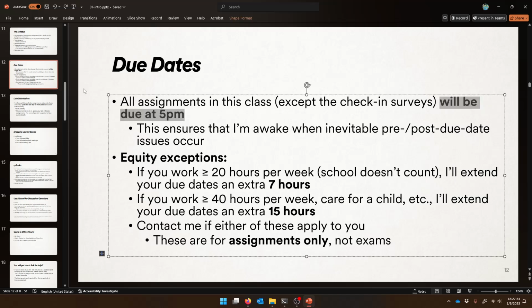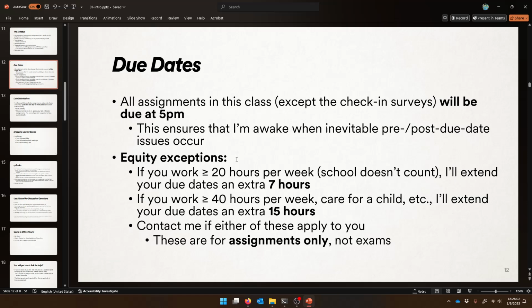in this class. All right, and the reason for that is because you can imagine that this is a highly technical class, and there are many issues that arise because of that. All right, so this just makes sure that I'm awake when it's a due date, when something's due. I'm awake when you're having issues getting something turned in, and I can help you. All right, I'll often be having office hours. I'll have a place for you to come and get help. So that's why I have my due dates at 5 p.m. and I think it's very useful.